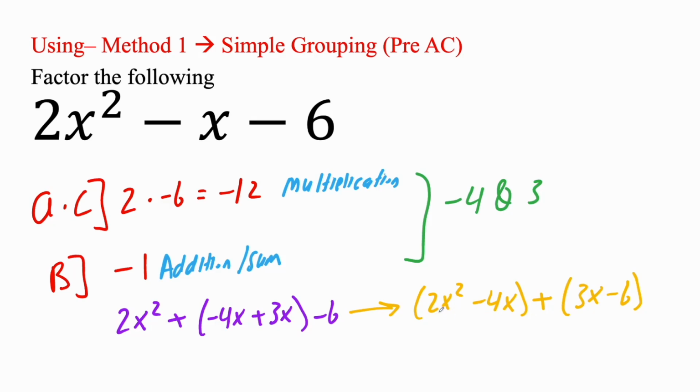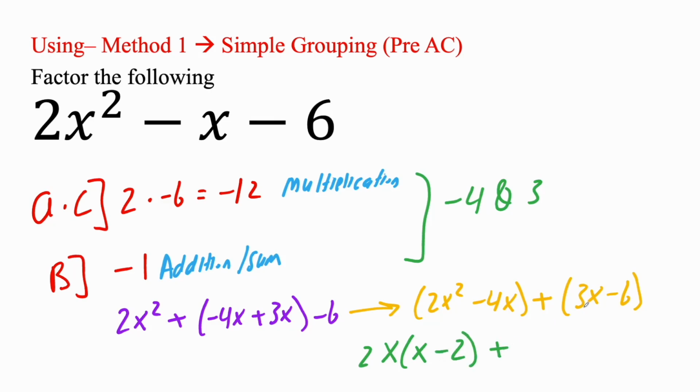So we look at this piece. They both have an x in common, so we'll take out an x. In addition, each piece we could divide by 2. So the greatest common factor would be a 2x. So we say 2x times something gives us 2x squared. That's going to be x. 2x times something is negative 4x. That's going to be negative 2. Close it. Now we say plus.